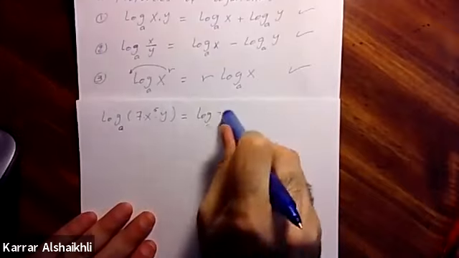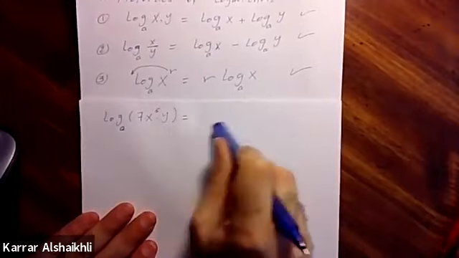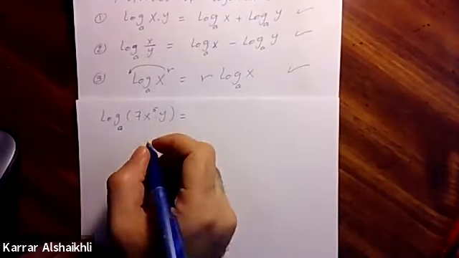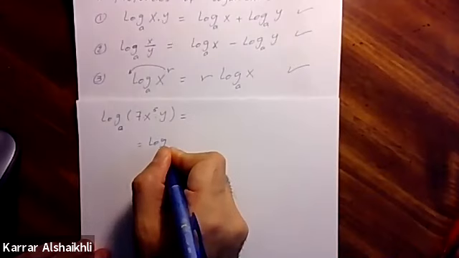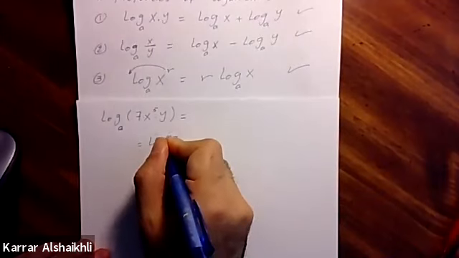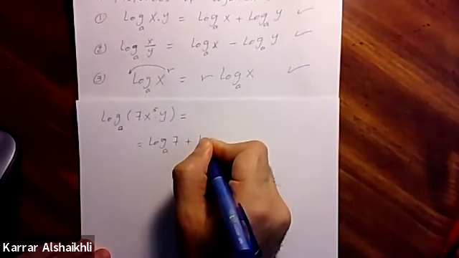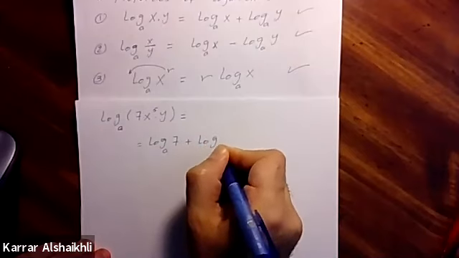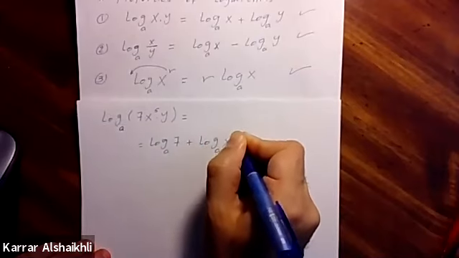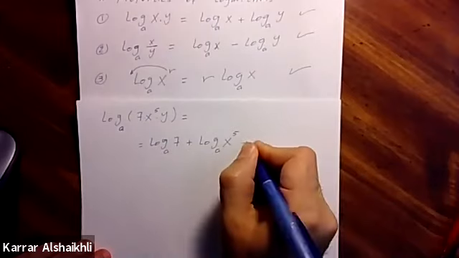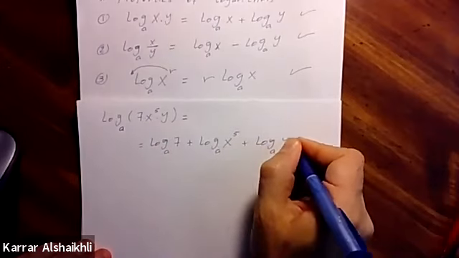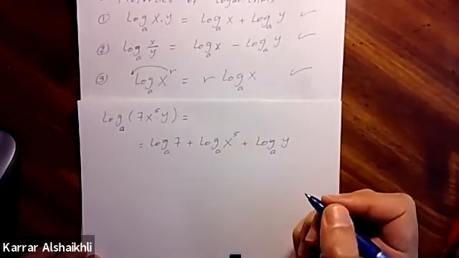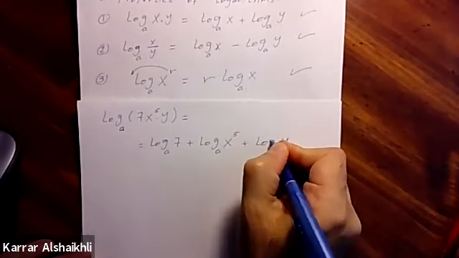It's not going to fit here. It's going to be log to the base a of 7 plus log to the base a of the second number, x to the power 5, plus log to the base a of y. Now we're done using the first rule, so everything is fine.